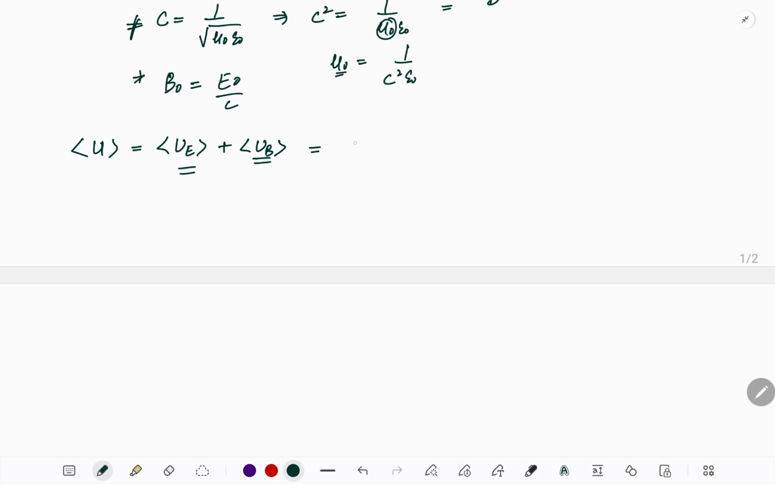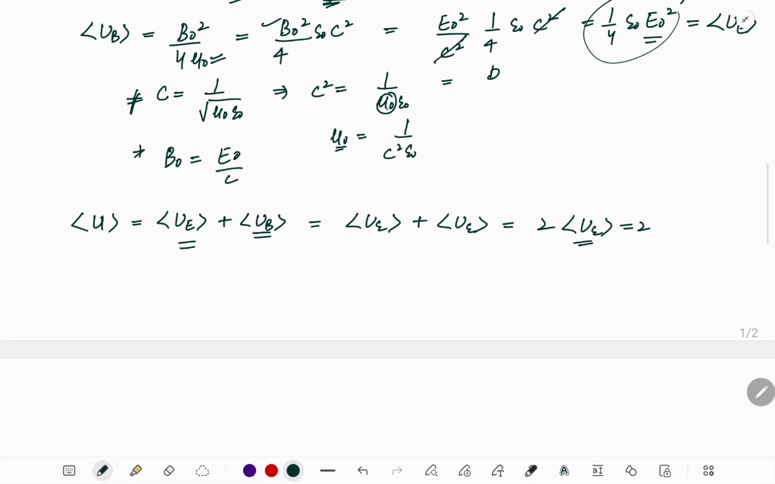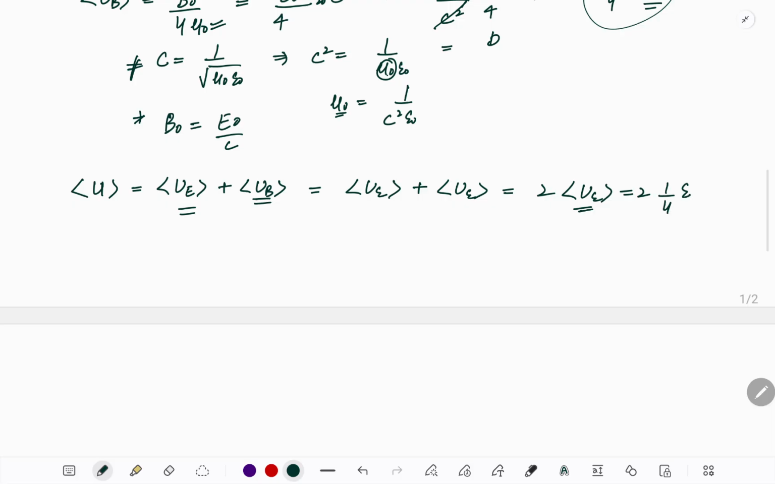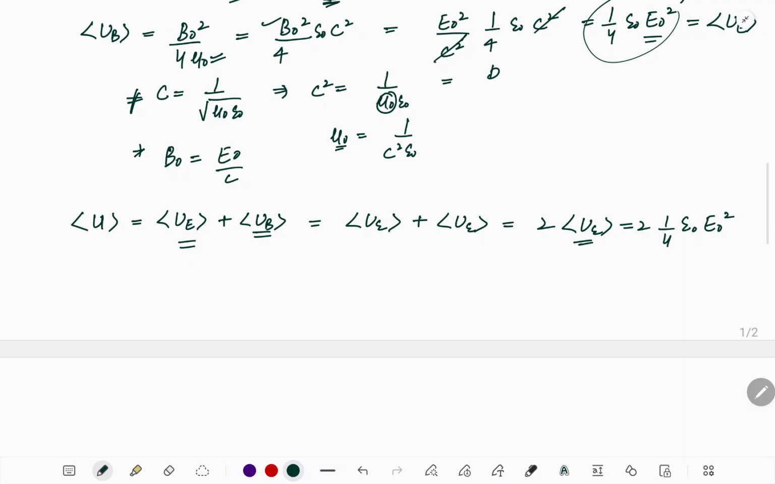Okay, so we can write it as average of UE plus average of UE. So it's like 2 times average of UE, and what is average of UE? Average of UE is 1 by 4 epsilon naught E naught square. So this will go with this, so average of U equals 1 by 2 epsilon 0 E naught square. Okay, so this is the average of U.